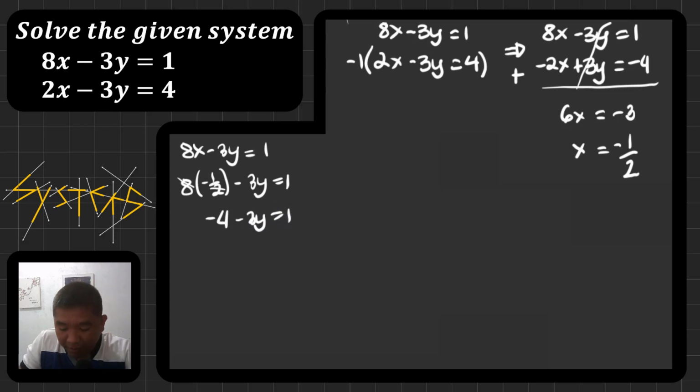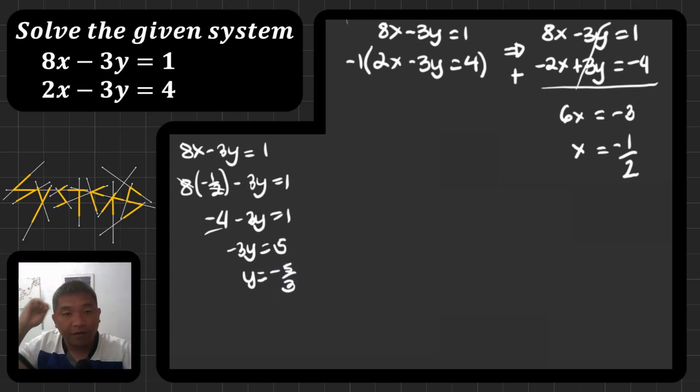Add 4 to both sides to remove this negative here. So we'll have negative 3y is equal to plus 1 plus 4, which is 5, and you will have the final result for y, which is negative 5/3, as you are going to divide both sides by negative 3. Again, it's still a fraction, no need to worry.